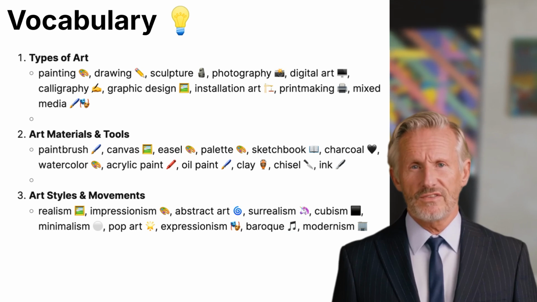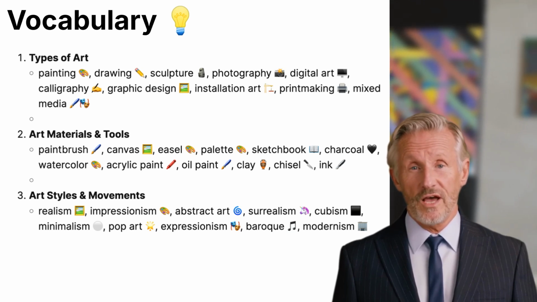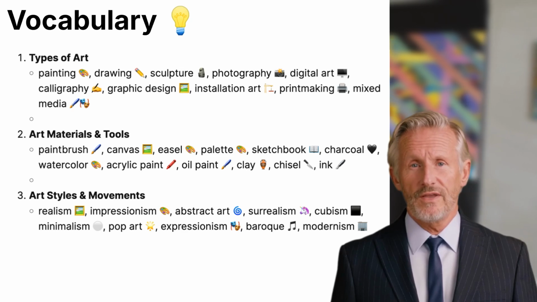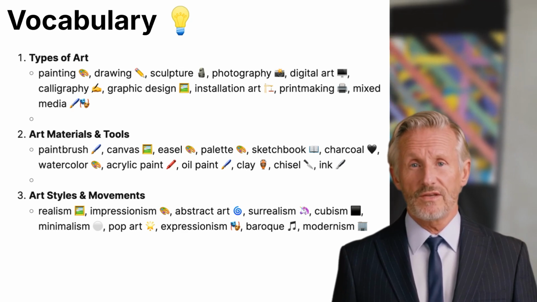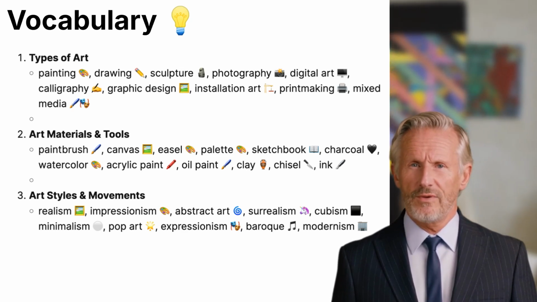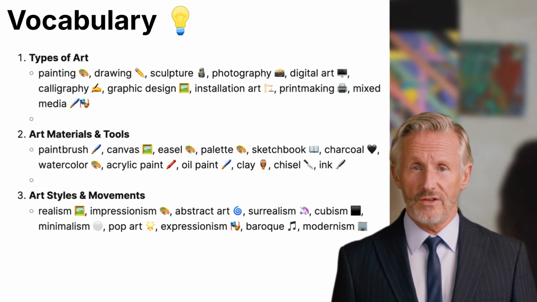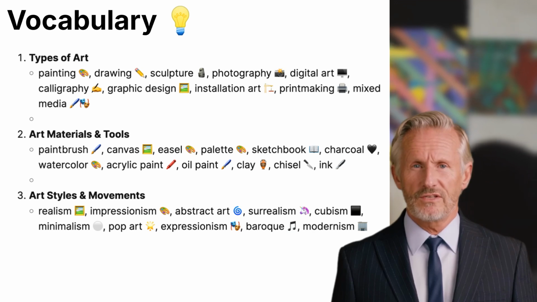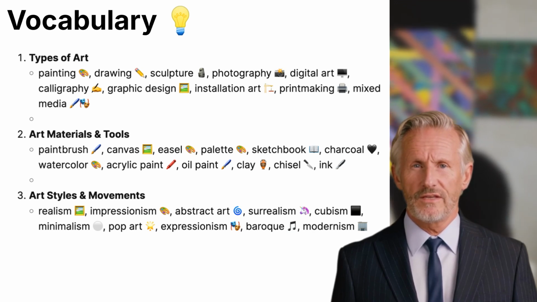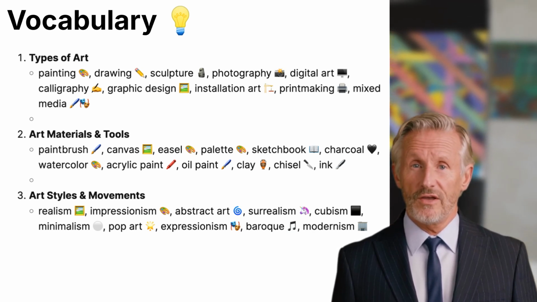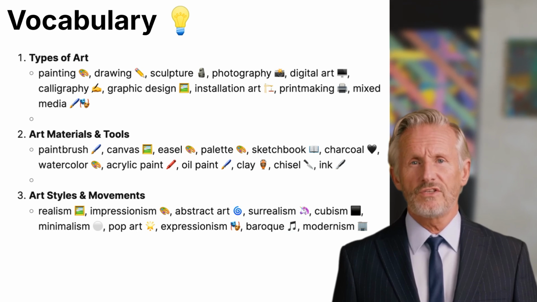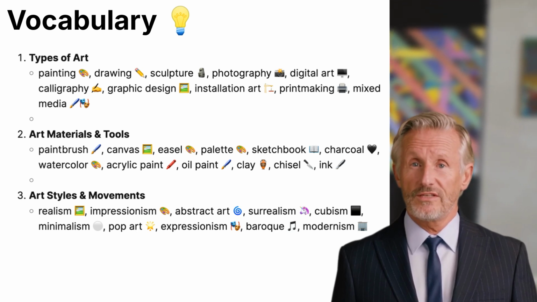3. Art styles and movements. Realism, art that represents subjects as they appear in real life. Impressionism, art that captures the feeling of a moment, often with quick brush strokes. Abstract art, art that doesn't try to represent reality directly. Surrealism, dreamlike art that explores the unconscious mind. Cubism, art that uses geometric shapes to represent objects.